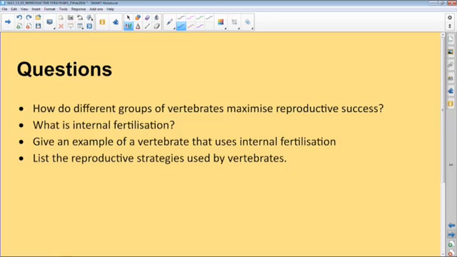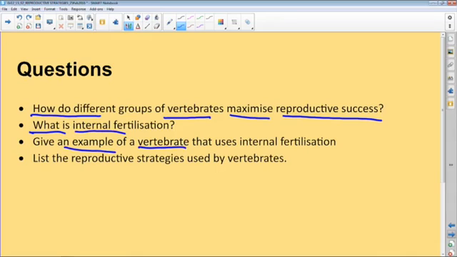Okay, now, the next one we're having a look at, I want to give you some questions. Hopefully you've been listening, and hopefully you've got more knowledge than what I expect. I know you do, you've been doing this section, so good luck. Let's have a look at these questions. First one: how do different groups of vertebrates maximize reproductive strategies? Second: what is internal fertilization? Mentioned it. Third: give an example of a vertebrate that uses internal fertilization. And then the last one: list the reproductive strategies used by vertebrates.